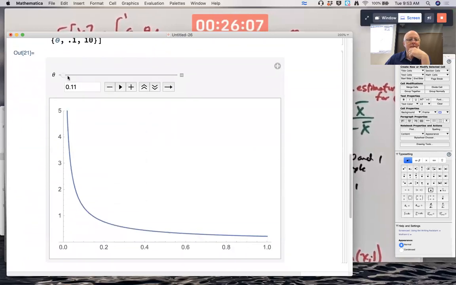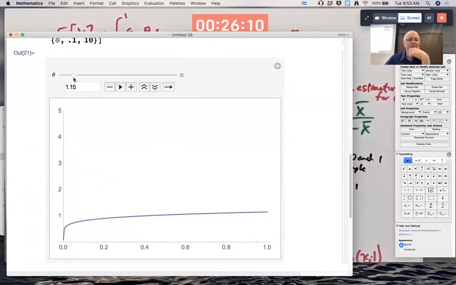When theta gets up to 1, then there's no vertical asymptote anymore. But if theta is just barely bigger than 1, you've got a vertical tangent at the origin, like a square root function. It's only when theta is bigger than 2 that it looks a little bit more normal. Like that.